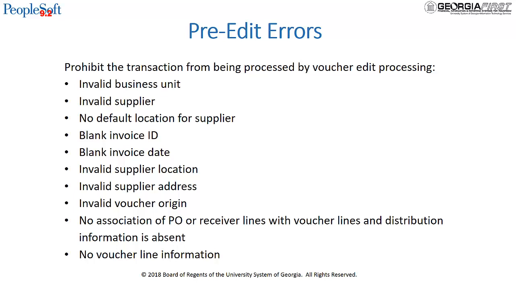The following general conditions result in pre-edit errors: invalid business unit, invalid supplier, no default location for supplier, blank invoice ID, blank invoice date, invalid supplier location, invalid supplier address, invalid voucher origin, no association of PO or receiver lines with voucher lines and distribution information is absent, and no voucher line information.